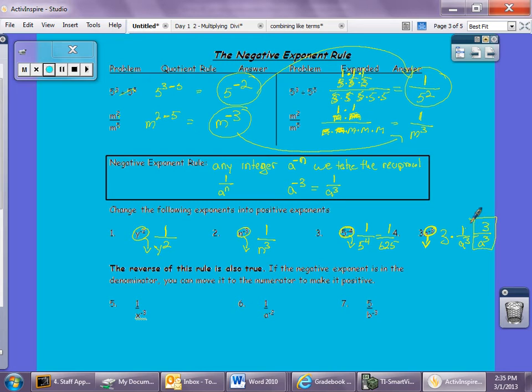Now the reverse of this is also true. When we have a negative exponent in the denominator and we circle it, we can't bring it down, so now we bring it up. So this is just going to become 1x to the third. With number 6, circle my negative exponent, so I bring it up. It's going to be 1a to the second. And number 7, I have a negative exponent, so I circle that, bring it up, and it's going to be 5b to the third. So if it's in a denominator, we bring it up to the numerator, and if we have a negative exponent in the numerator, we bring it down to the denominator.